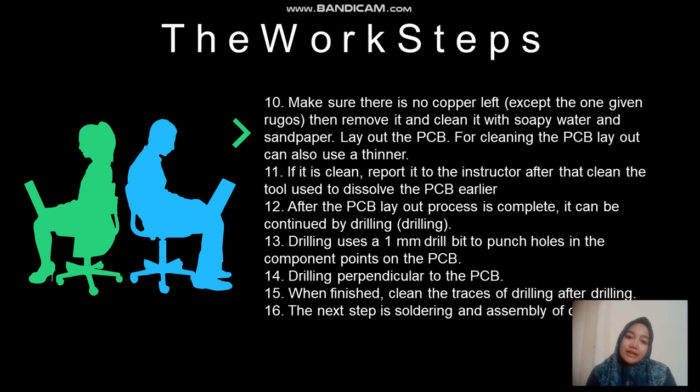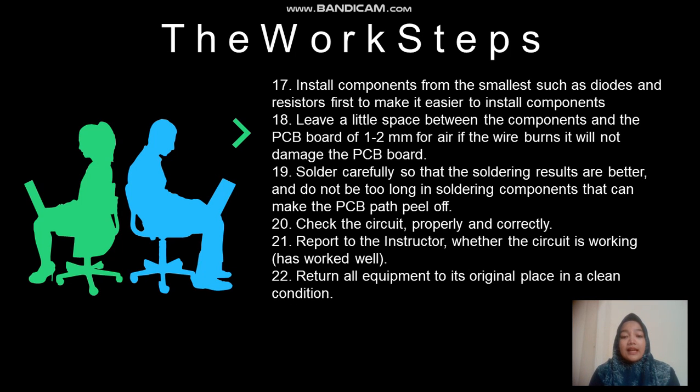The next step is soldering and assembly of components. Next, install the components from the smaller ones first, such as the diode and resistor, to make it easier to install the components. Leave a little space between the component and the PCB board of 1 to 2 mm for air.